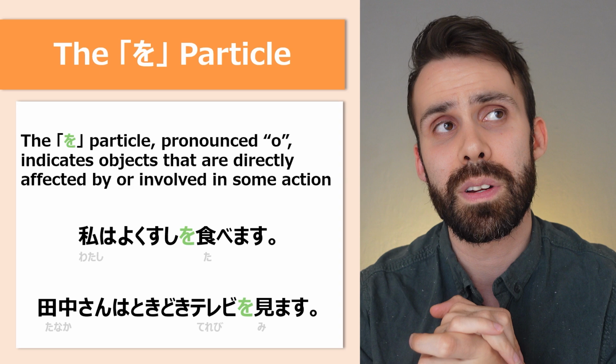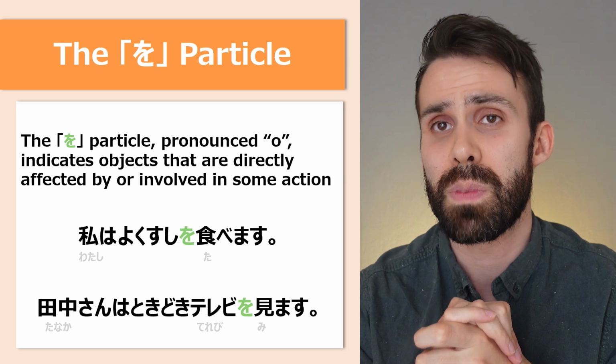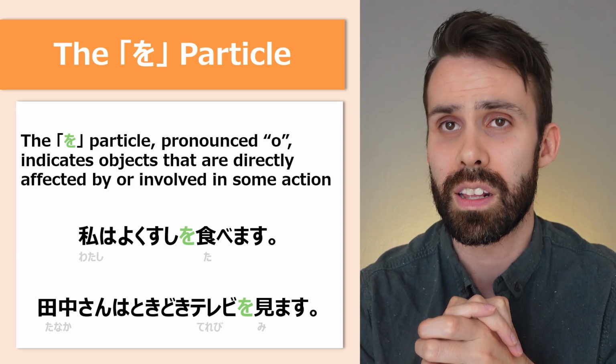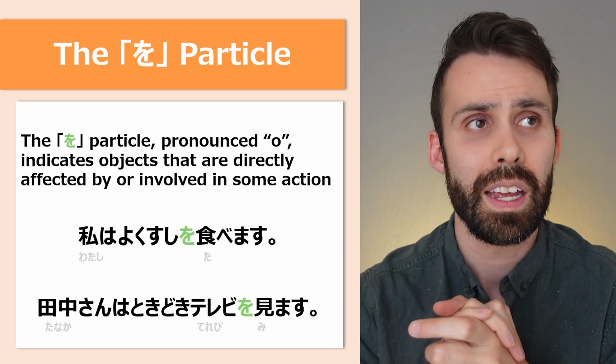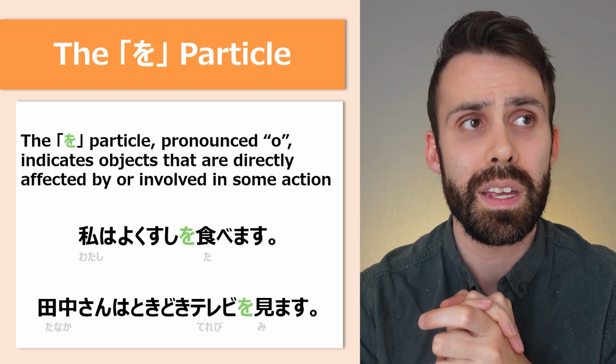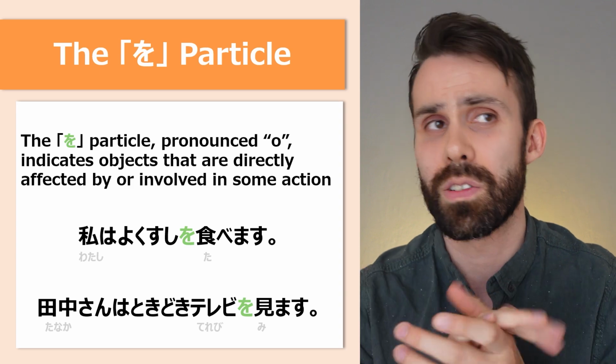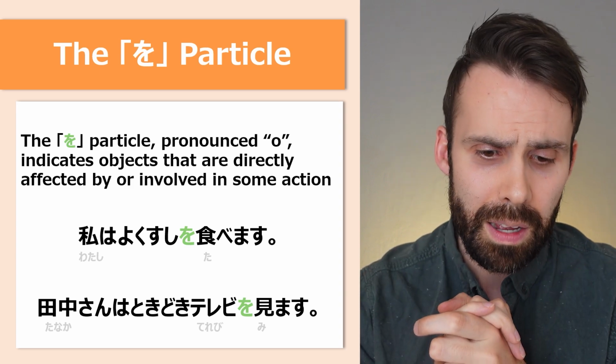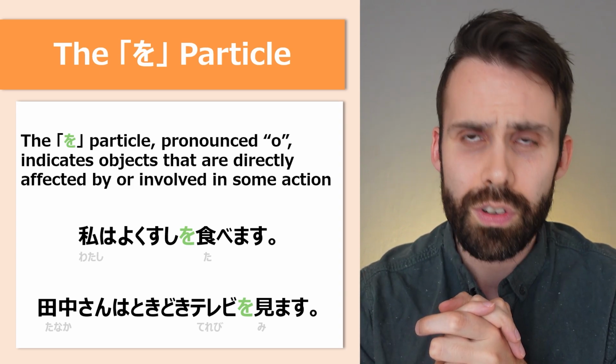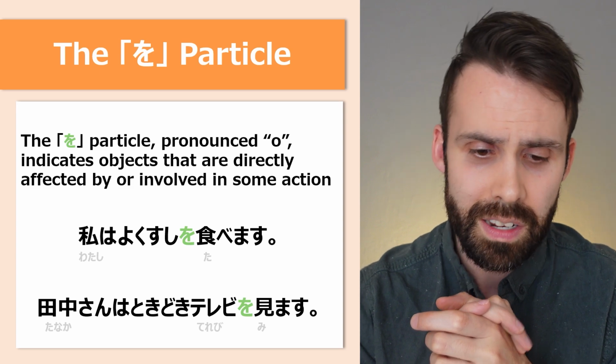Even though a Japanese sentence can basically just be a verb, you can say just tabemasu, to eat, and that can be a sentence in and of itself. You don't have to say I eat or I eat something. But we can, of course, also make these longer sentences in Japanese.